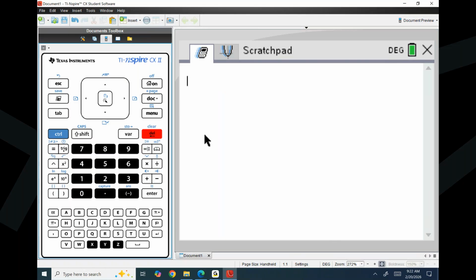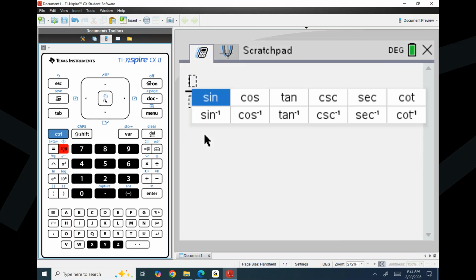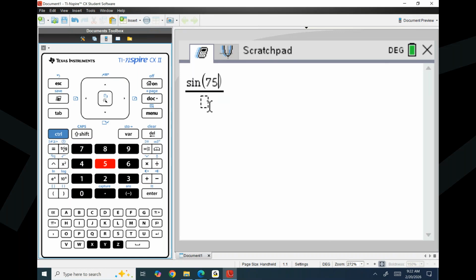Oh, the calculator program. Hey, Texas Instruments, your program sucks. One more time, what was it? Sine of what? I can't mess these up because that happens all the time. Great.